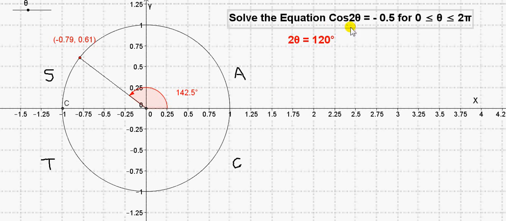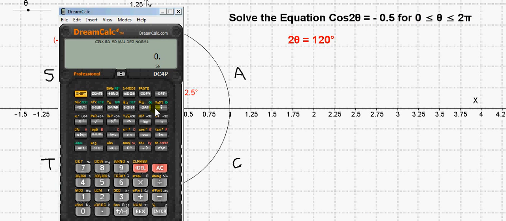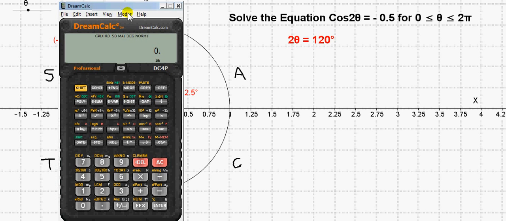Suppose we want to solve the equation cos 2 theta equals minus 0.5, where theta is an angle between 0 and 360 degrees. Well, you go to your calculator and you plug in the inverse cos or arc cos of minus 0.5, and your calculator gives you this answer, 120 degrees. Now that's 2 theta, not theta.